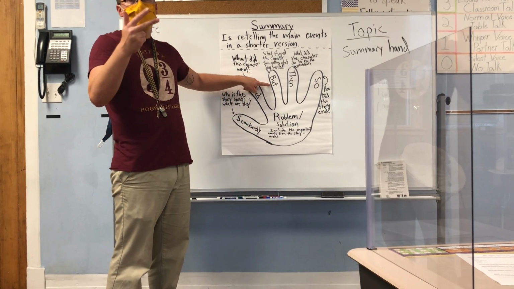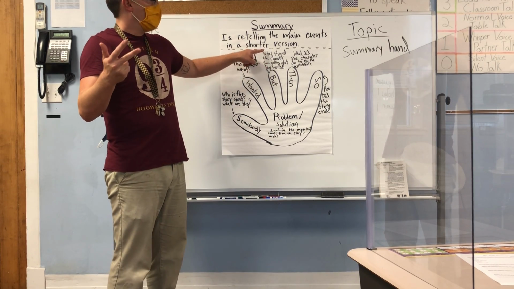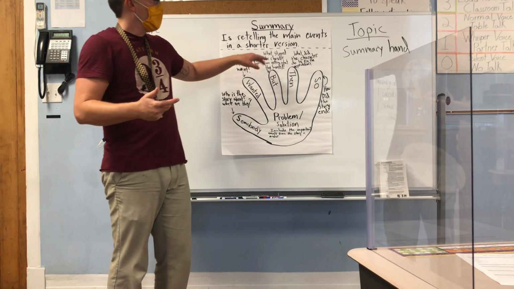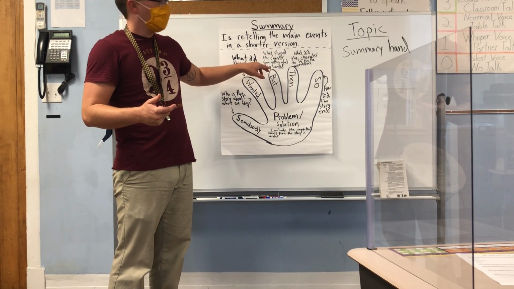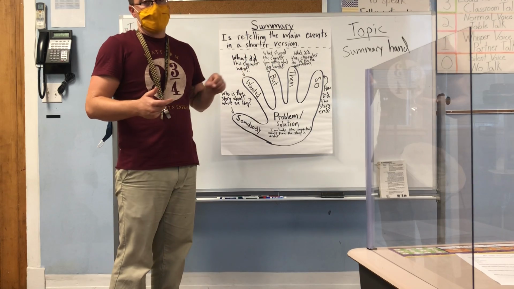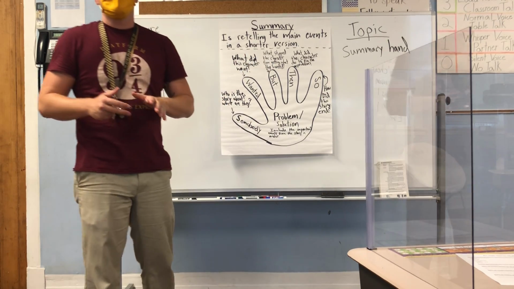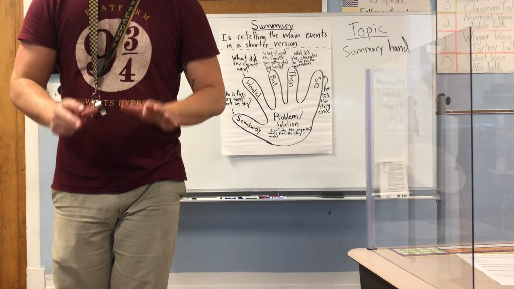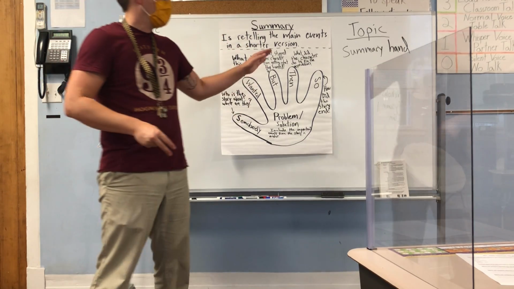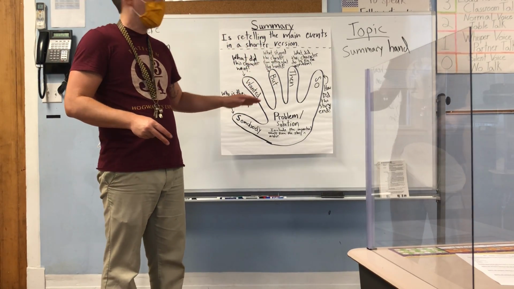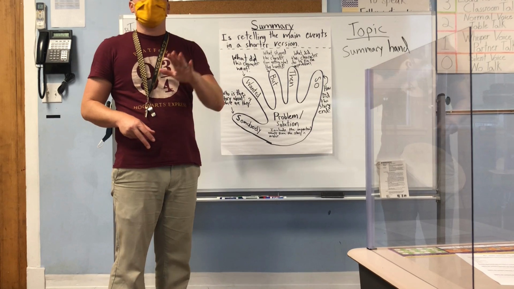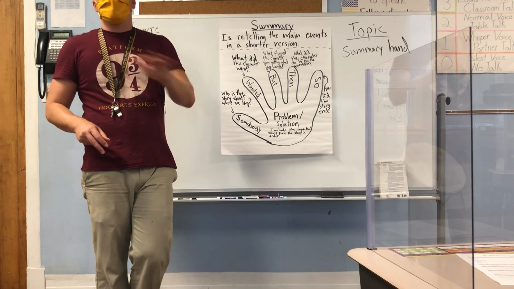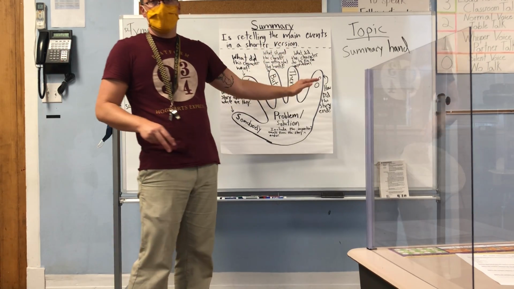Come to 3, the next finger. But what stopped the character from getting what they wanted? So something's going to happen that's going to stop the character from getting what they wanted. That's where you'll write that next in your summary. Okay? And you're going to follow this in order every time you write a summary, whether a book, article, whatever it is, this is what you're going to follow.